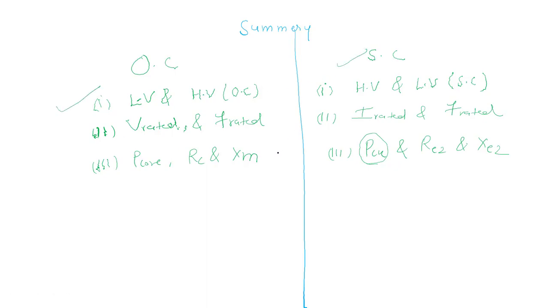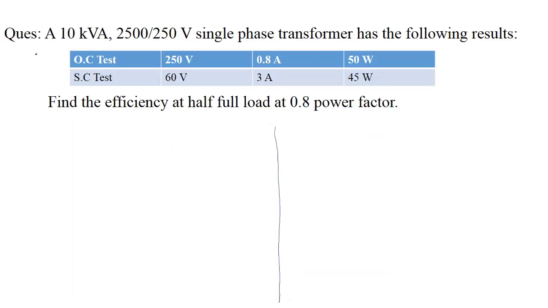Let us have a numerical based on these problems. Here is the question. They have given a 10 kVA, 2500 to 50 volt single phase transformer with the following results. In the open circuit test they have given the readings 250 volt, 0.8 ampere, 50 watt, and in the short circuit test the readings 60 volt, 3 ampere and 45 watt. Find the efficiency at half full load at 0.8 power factor.